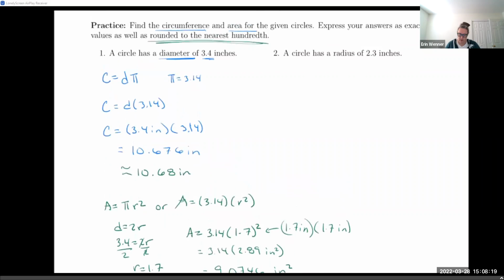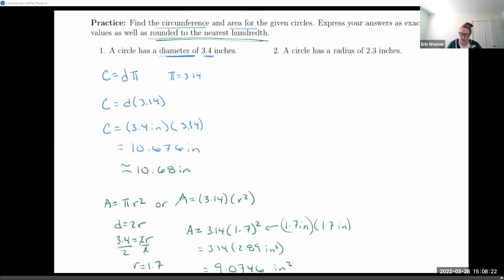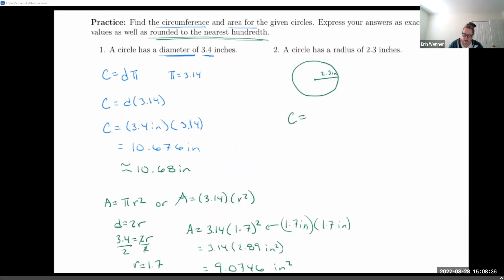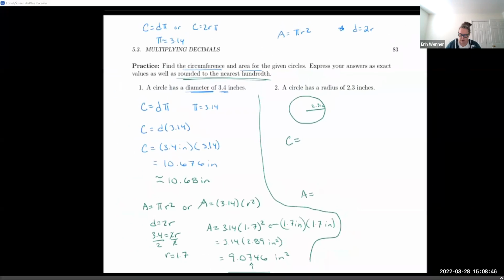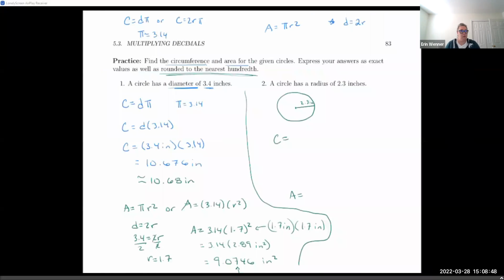All right, so number 2 says the circle has a radius of 2.3 inches. So if we were to make that drawing with the terrible circle, there's my center, there's my radius, and it's 2.3 inches. So we need to find the circumference and we need to find the area. Okay, so I want you to think about all the information we have up here, and I want you to find the circumference of the circle and the area, please.